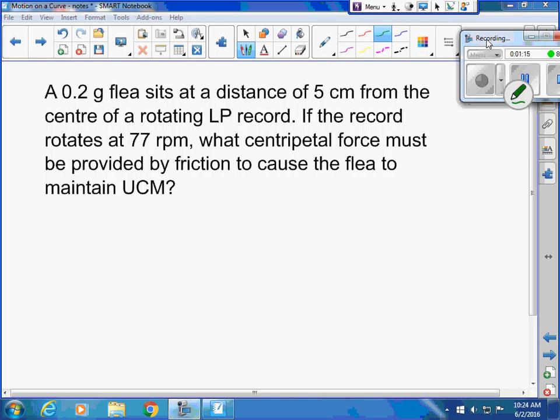These are 77 RPMs. So what centripetal force must be provided by friction to cause the flea to maintain UCM? This is very similar to a flat curve. Rather than the car going around the curve, the curve of the record is going around and the flea's maintaining motion on there. So how much centripetal force has to be provided by friction so that the flea goes around on the record and doesn't slide off?